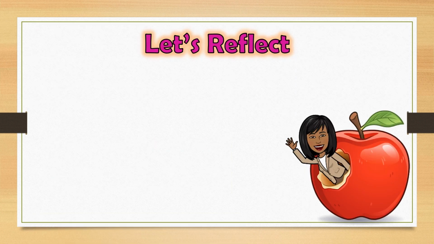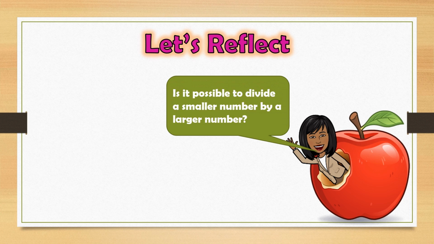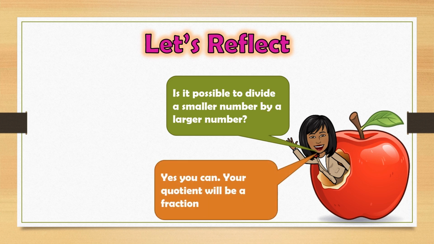Now let's reflect. Earlier, you were asked, is it possible to divide a smaller number by a larger number? Having watched the video, you can say that yes, you can. It is possible to divide a smaller number by a larger number. When you do that, your quotient or your answer will always be a fraction.